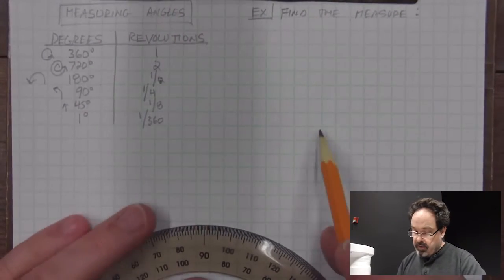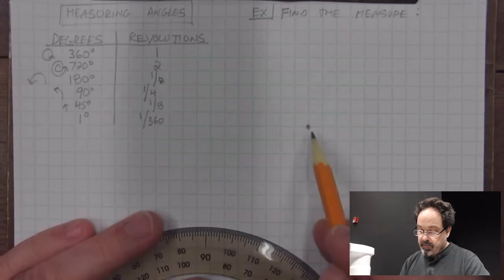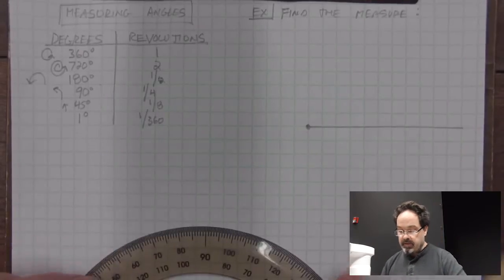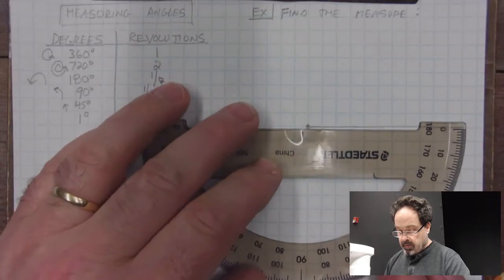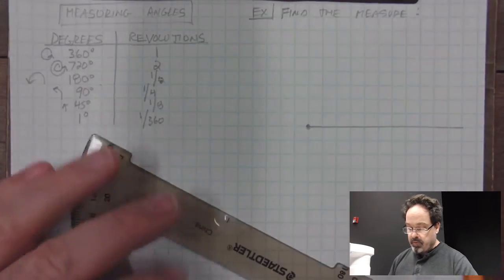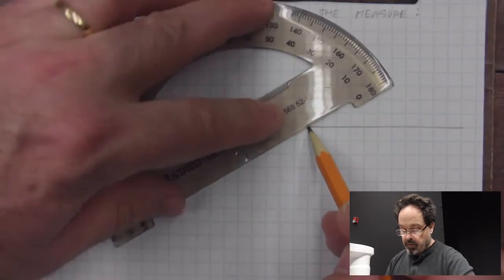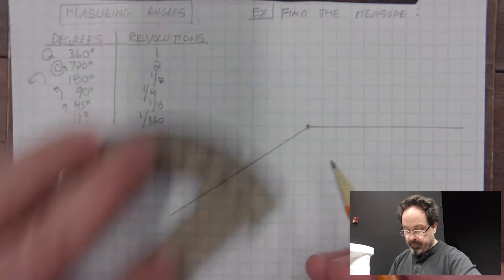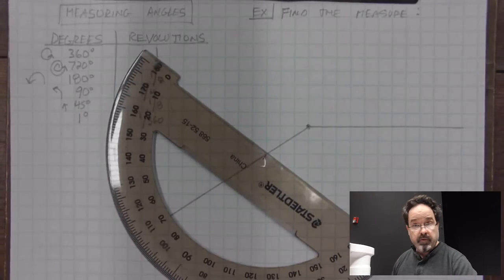Find the measure of an angle that I'll create now. This angle has a vertex here and has a line extended. Because my protractor is large, I am going to draw another line here. I don't know the measure of this angle because I've created it freehand, but I'm going to use the protractor to measure it.